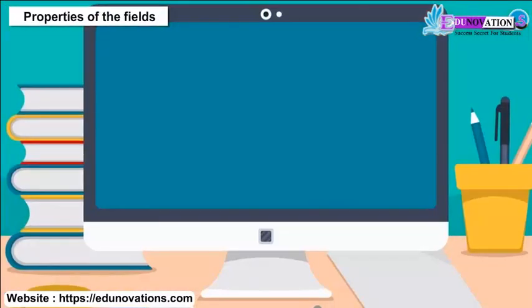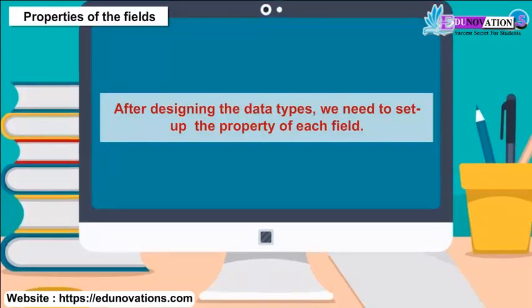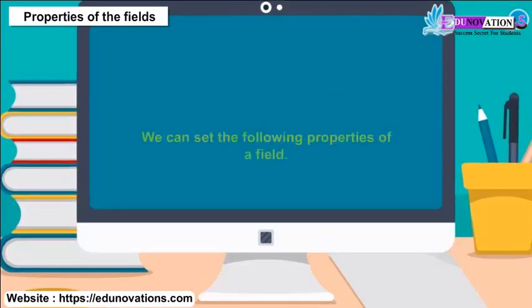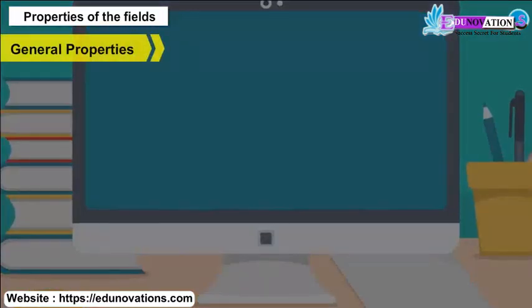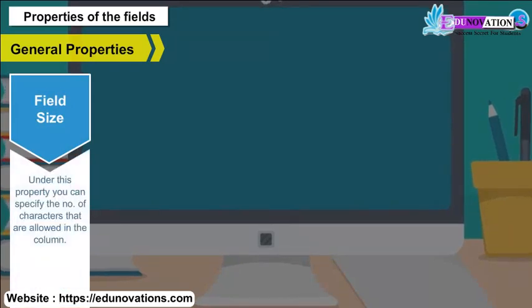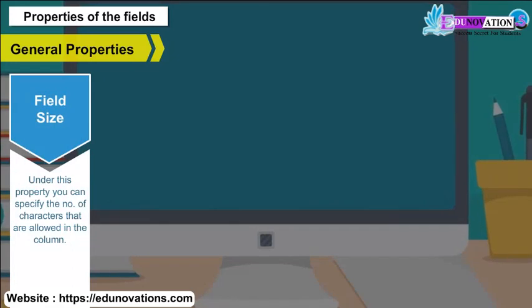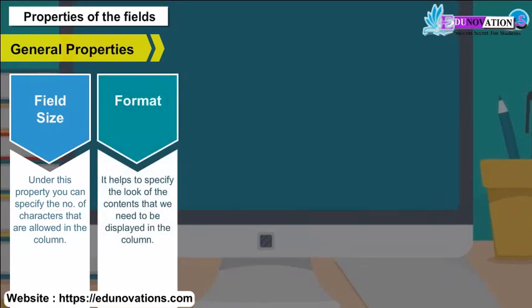Properties of the fields. After designing the data types, we need to set up the properties of each field. We can set the following properties of a field. General properties. Field size. Under this property, you can specify the number of characters that are allowed in the column. Format. It helps to specify the look of the contents that we need to be displayed in the column.